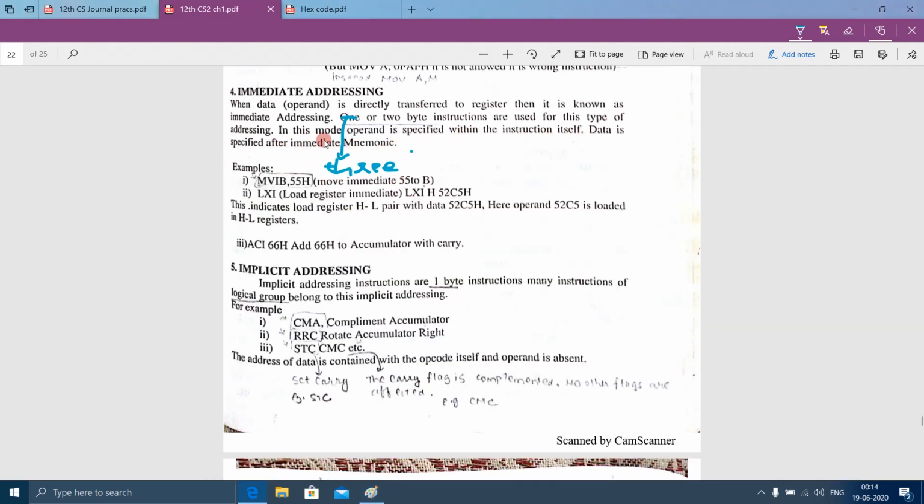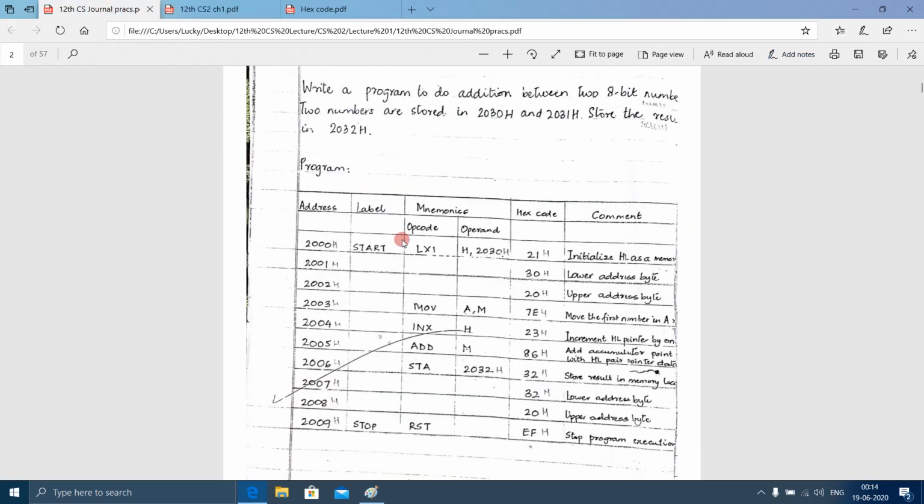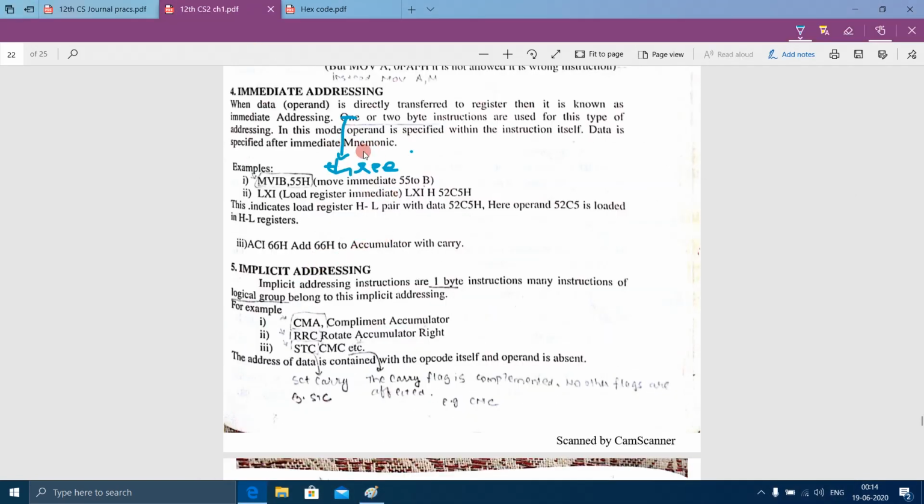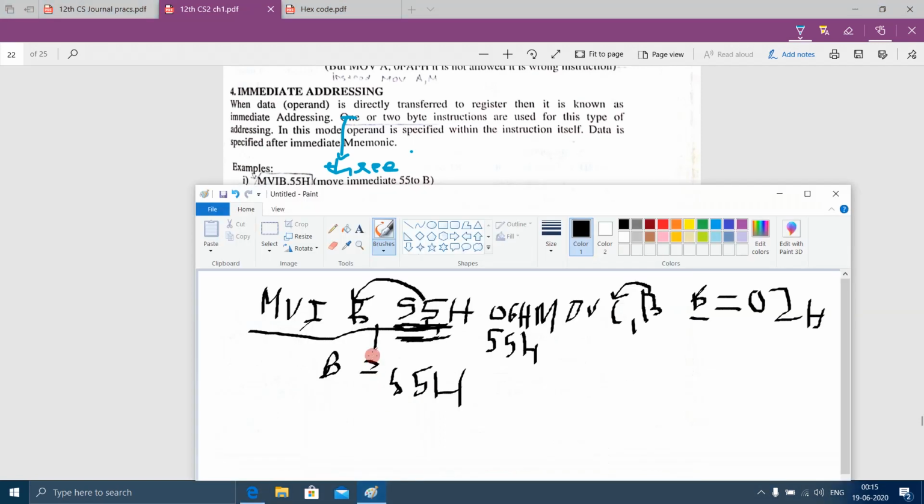Data is specified after the immediate mnemonic. Again, I will take the example of the practical. This mnemonic is divided into opcode and operand. So the operand is specified. Data is specified after the immediate mnemonic.